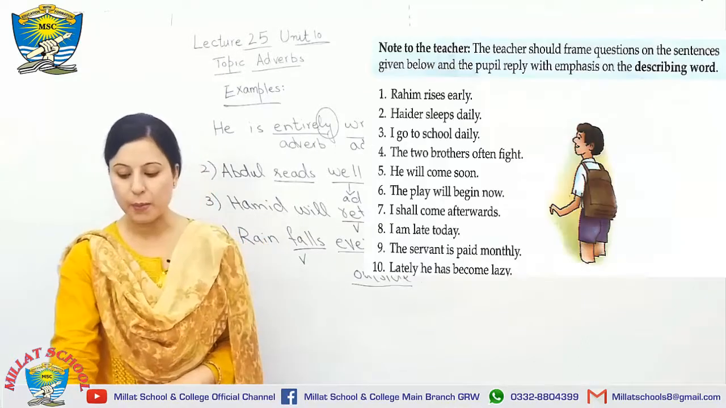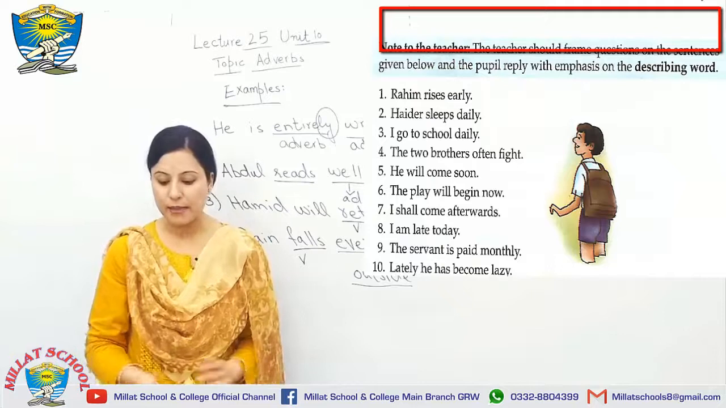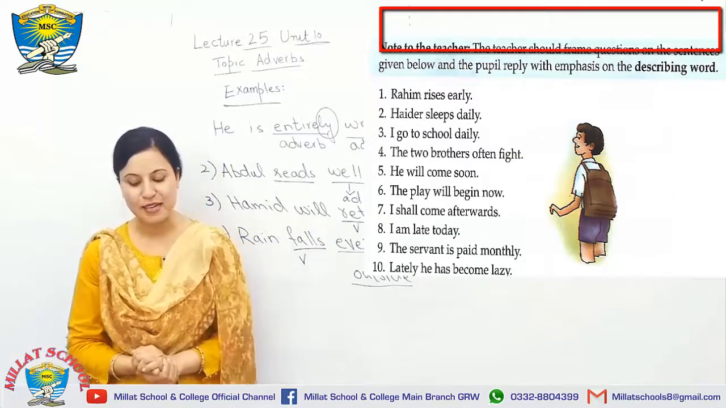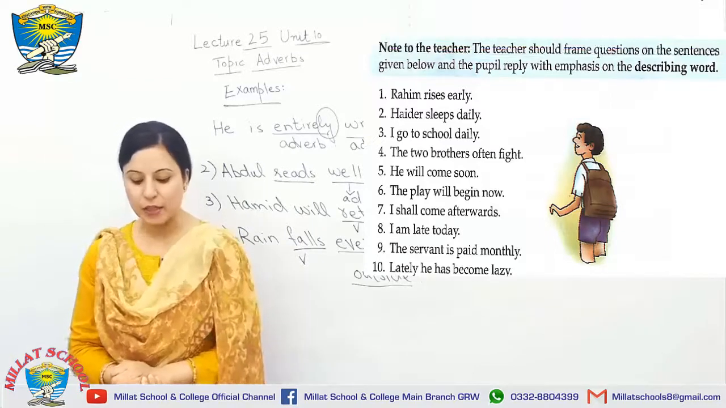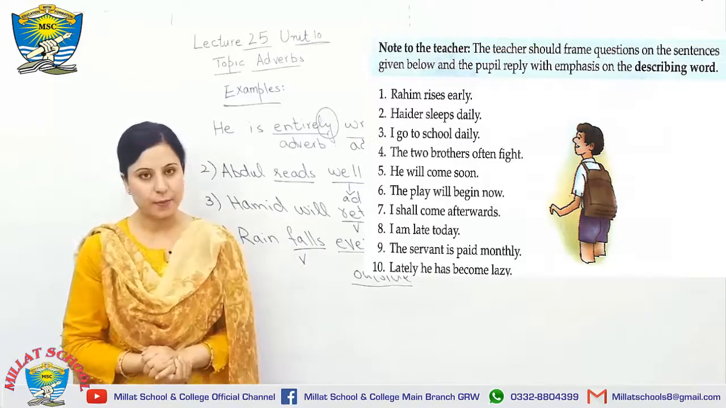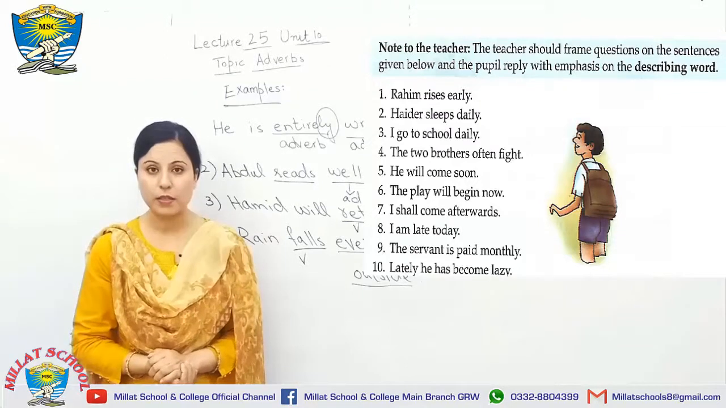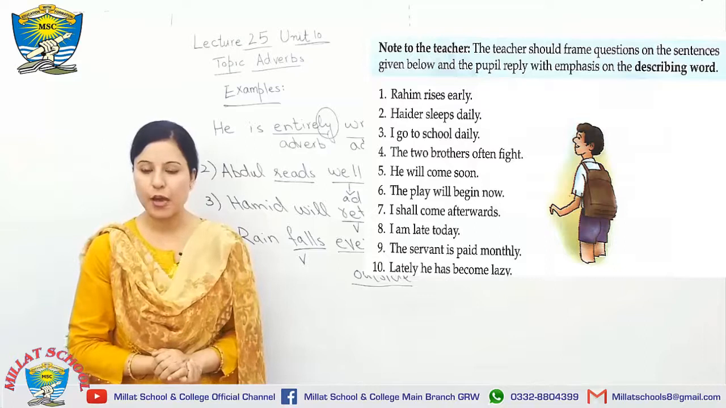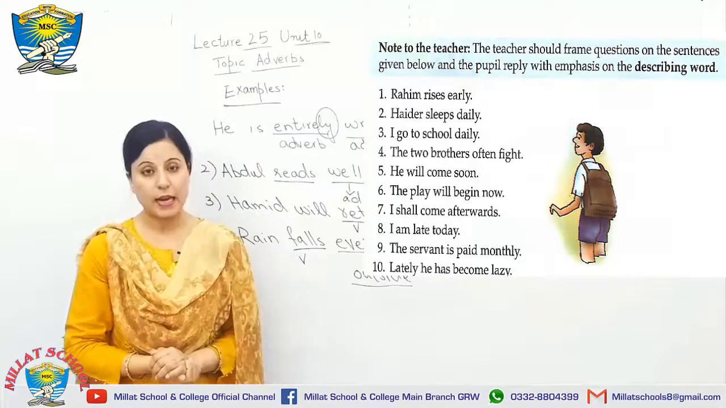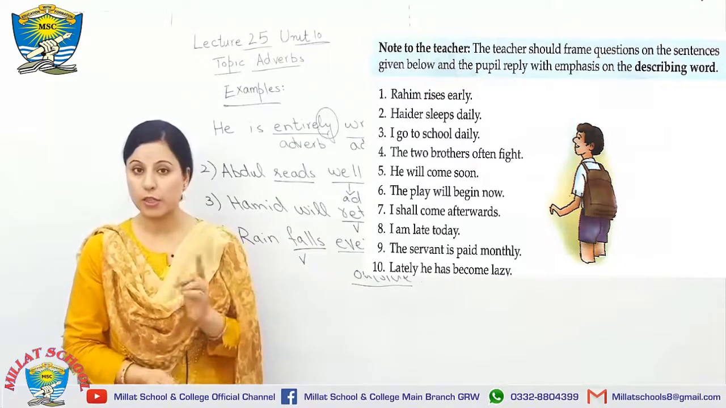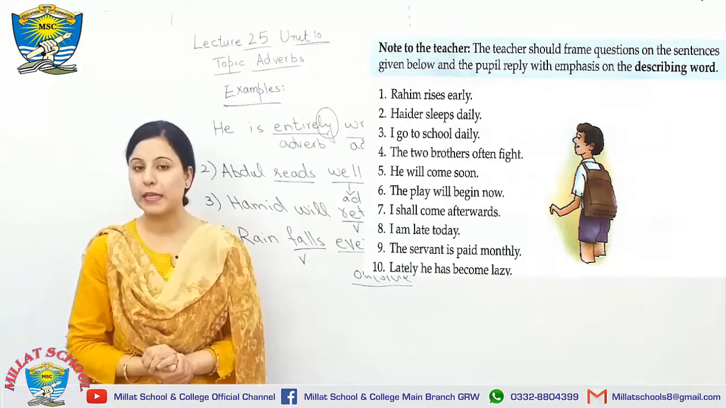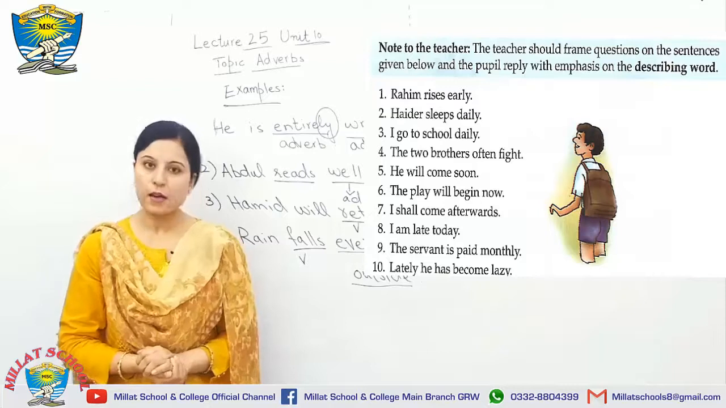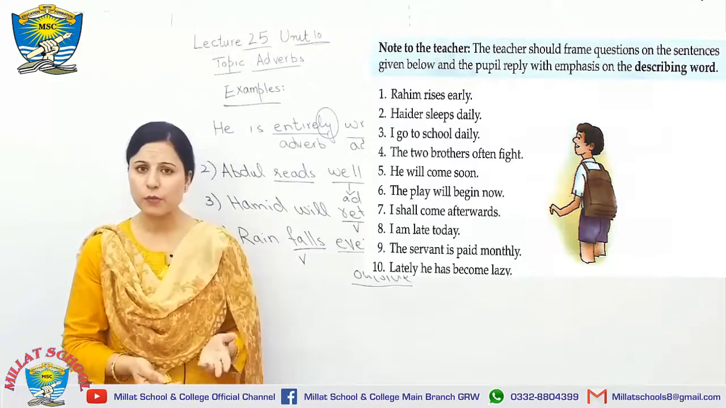Let's move to page number 131. That is about what? Describing words. Now it is time for description of the verb. And you are going to make some questions here. For example, number 1, Rahim rises early. You have to make some questions for that. Like I am making a question here, and it is your duty also to complete it as a question. Circle the adverb early here, but make a question of it.